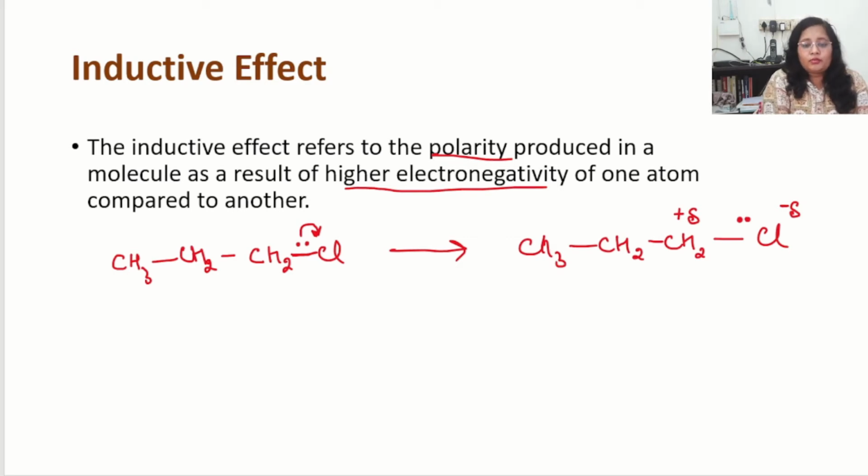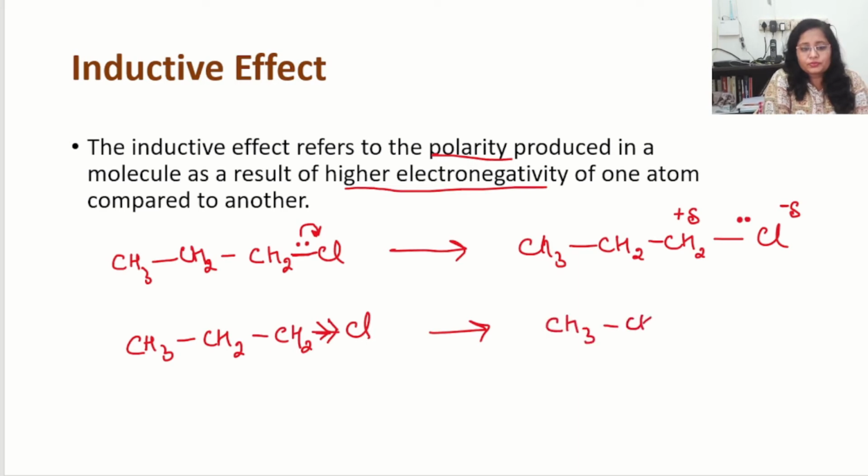Now, what is going on if we have a simple chain like CH3, CH2, CH2 and Cl? What is going on here? Shifting of electrons towards this chlorine. So this will become Cl with delta minus charge, and the carbon will acquire a delta plus charge. So electron shifting is towards it.